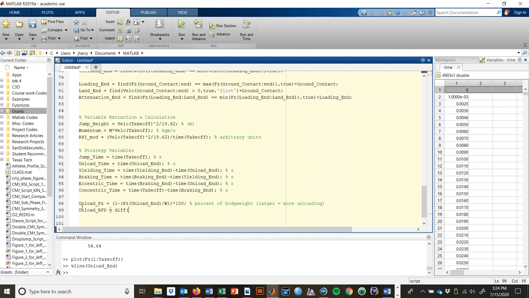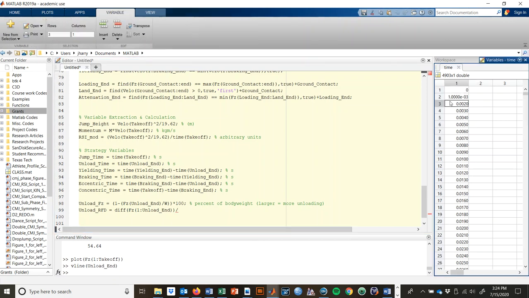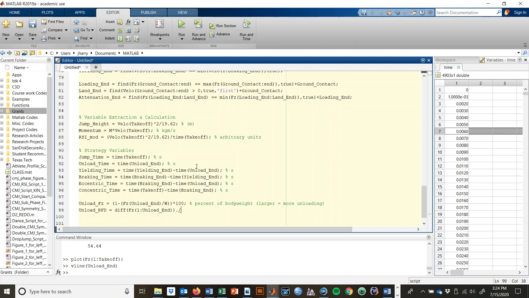So it would be diff fz from 1 until the unload end, divided by, now since we're using time, and time is not one value, and we want to do this at each element or each data point, we have to use a dot product. So it would be dot divided by difference in time from 1 to takeoff. Okay, so that would be how you do the cumulative derivative.